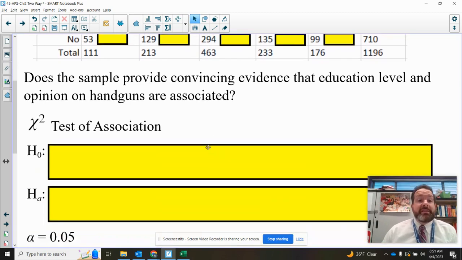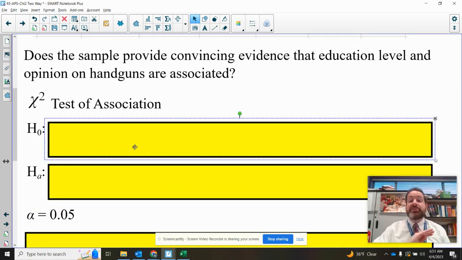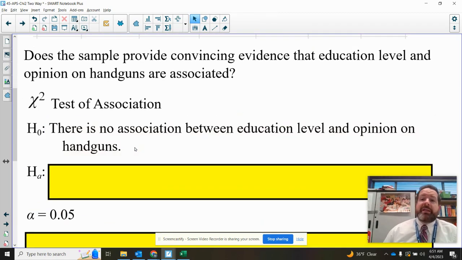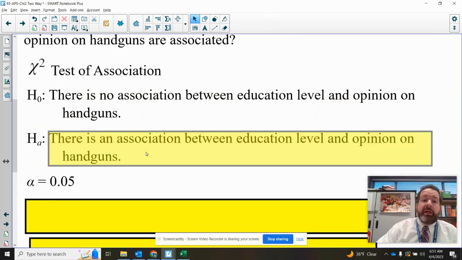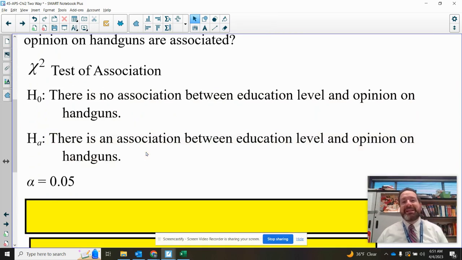So our null hypothesis is going to be that there is no association between opinion and education level. The alternative, yes, there is. It's really as simple as that. Significance level is not given, so we're going to choose 5%.